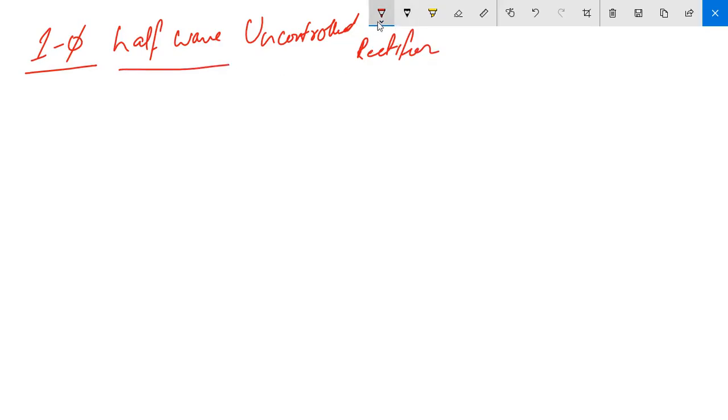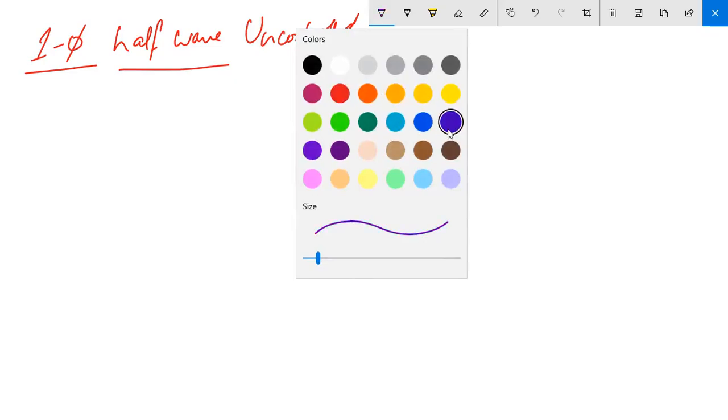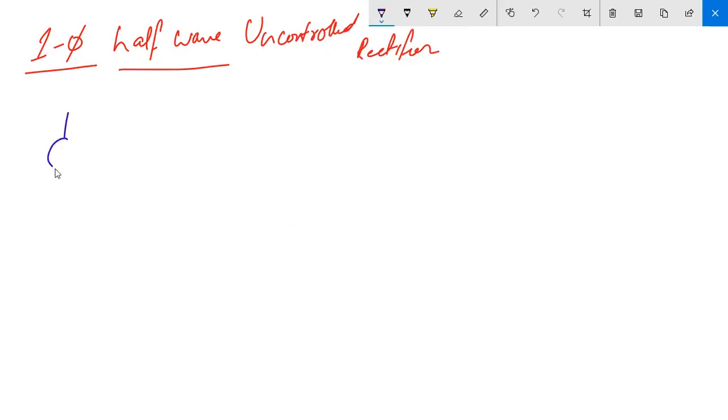So if I am going to draw the circuit, this is my single phase supply. Uncontrolled means you do not have any control device, so you are not going to have any SCRs. The uncontrolled device is the diode. You will check from the waveform why you write half wave. My first load is an RL load. This is my supply Vs, this is my diode, and this is my resistance.